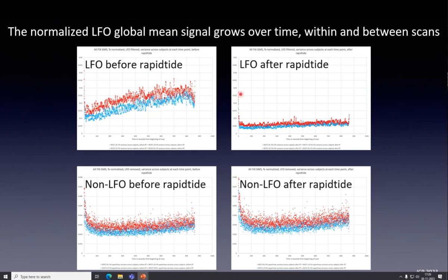And we found that rapidtide, for the most part, really removed that. This signal strength pretty much doubles over that time period. And after you do rapidtide, it goes up by maybe 10 to 15%. It's worth noting that if you look at the frequency band outside of the LFO region, you're not seeing that same sort of growth. We're not getting a twofold increase in the signal power.